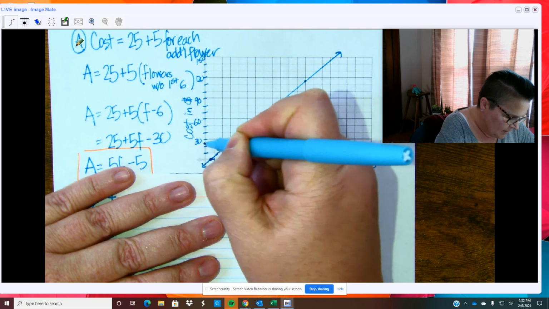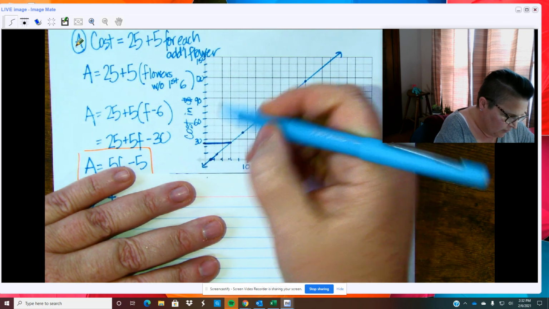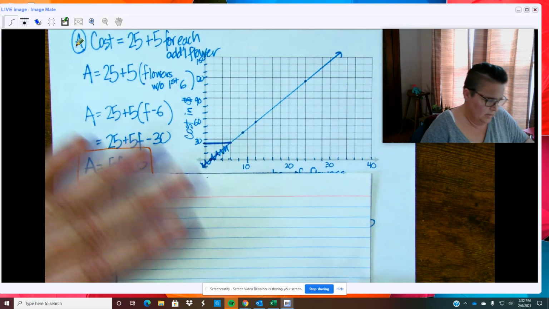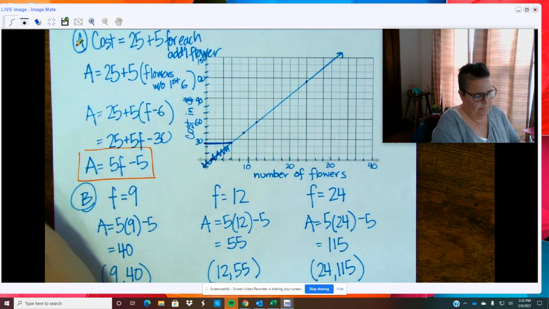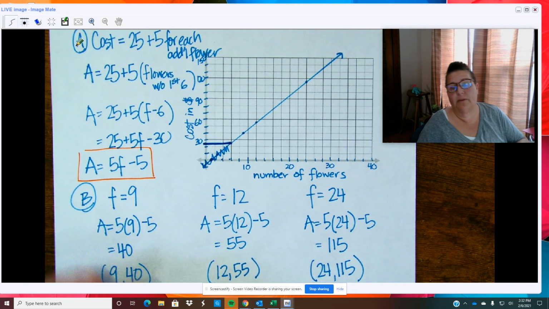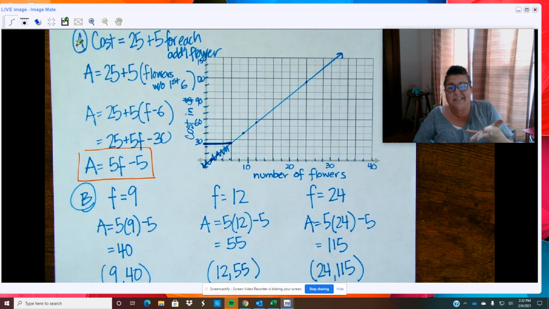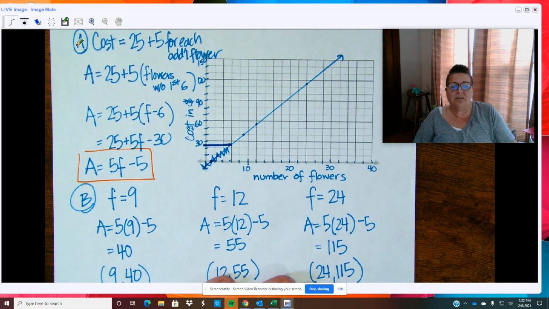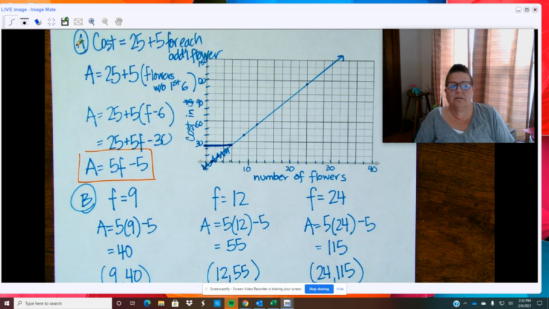These would all be solid because it's going to be $25 for the first 6. I don't want this part of the graph. There we go. The first 6 flowers are all going to be $25, whether I get 1, 2, 3, 4, 5, or 6. So I could keep it straight there and then continue the line. It really doesn't start till 6.